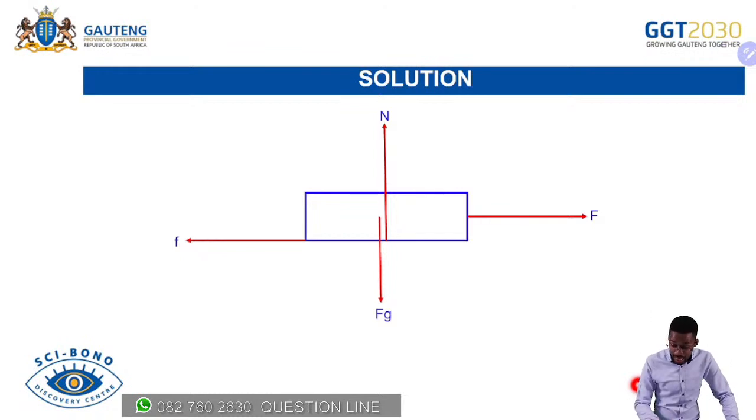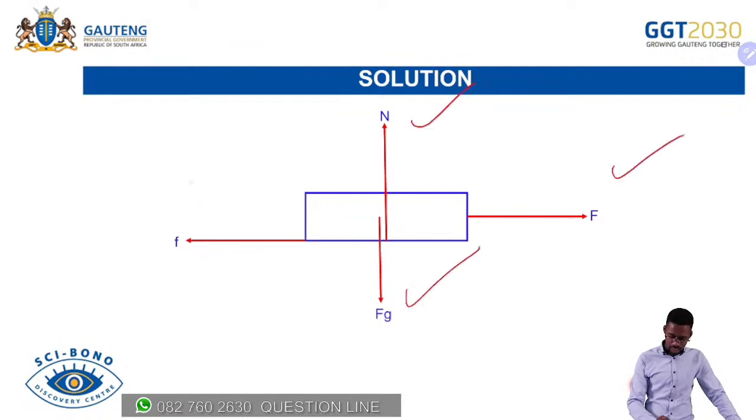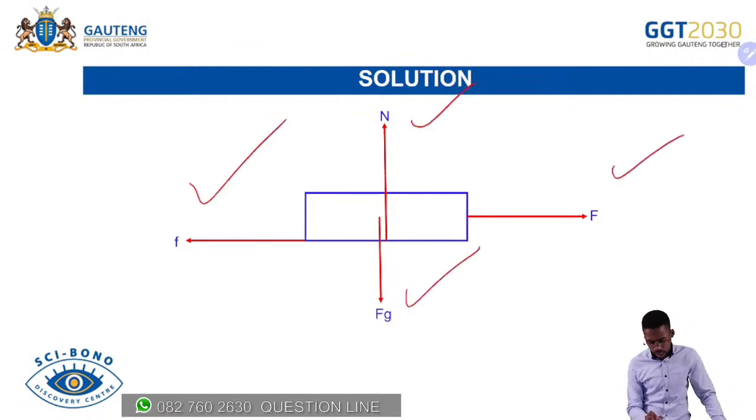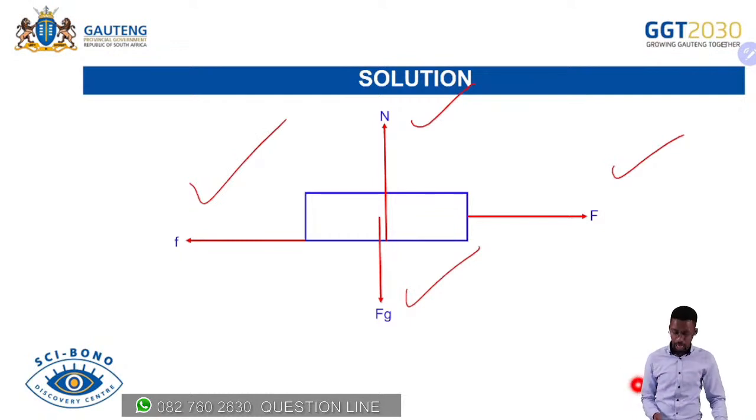So this is the force diagram of that scenario, which is 4 marks. Every force carries a mark. So make sure that you have arrows so that you get all the marks, and use acceptable symbols.